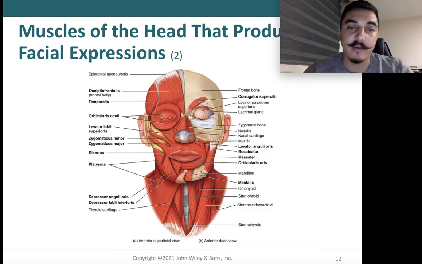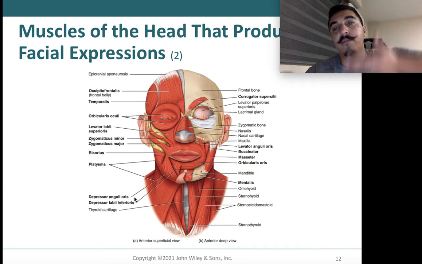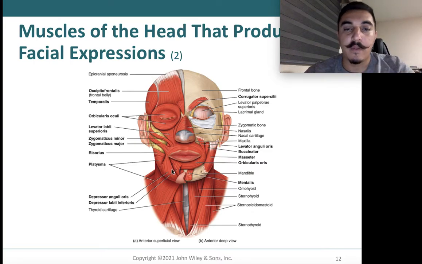We've got zygomaticus major, zygomaticus minor, and levator labii superioris, this one up here. On top of the lips, the levator will raise them up, right? That's what levator means: levator, labii for lips, superioris for on top. We have depressor labii inferioris, on the bottom. Instead of moving it up, the depressor is going to move it down, the lips, and inferior means on the bottom. See how these words kind of make sense?